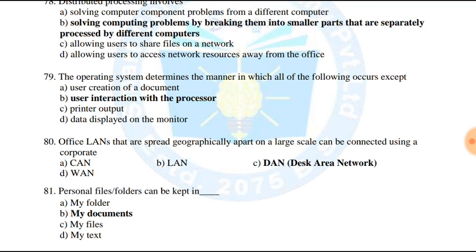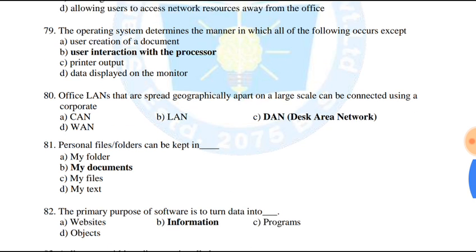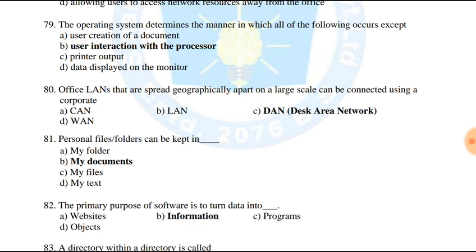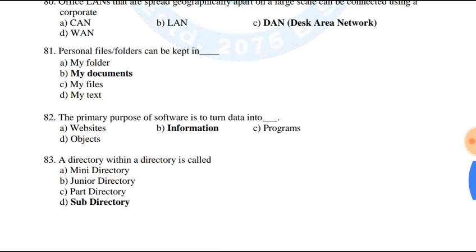The next one is office LANs that are spread geographically apart on a large scale can be connected using a DAN, corporate DAN. DAN, full form of DAN is Desk Area Network. Personal files or folders can be kept in My Documents. The primary purpose of software is to turn data into information. A directory within a directory is called subdirectory.